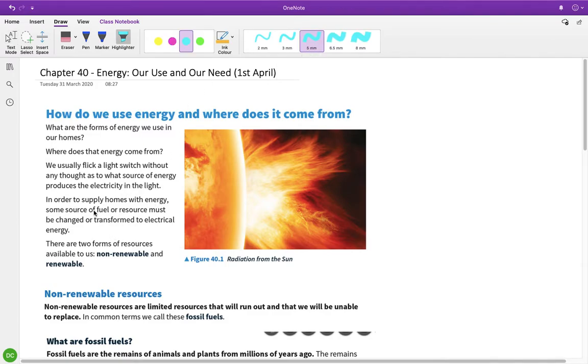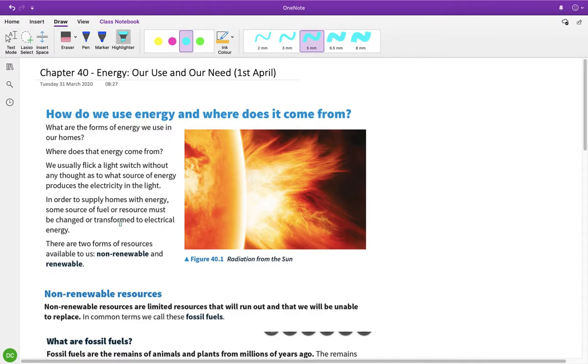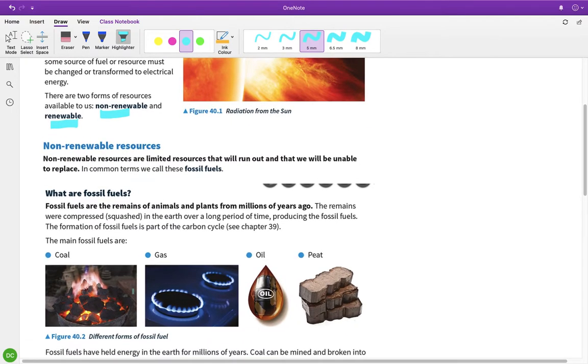In order to supply homes with energy, some source of fuel or resource must be changed into electrical energy so that we can use it. There are 2 forms of resources, okay? You will have heard of this: non-renewable and renewable. Now, this is a definition. This is on the Leaving Cert Physics course as well, and this is a definition that was put to me: what is a non-renewable resource? It can be a tough one to define.